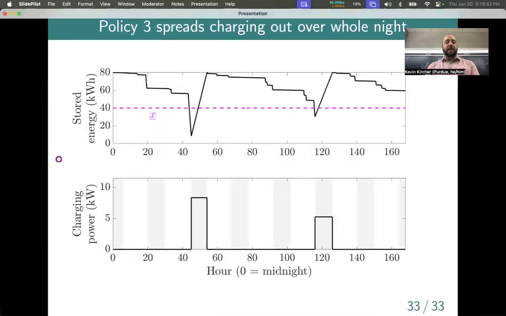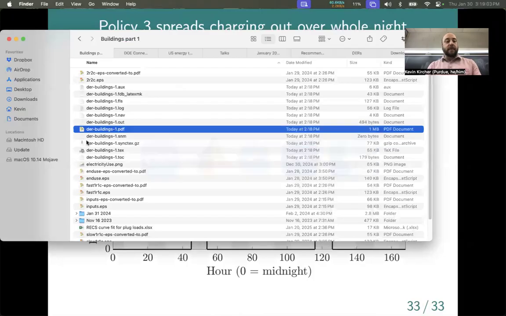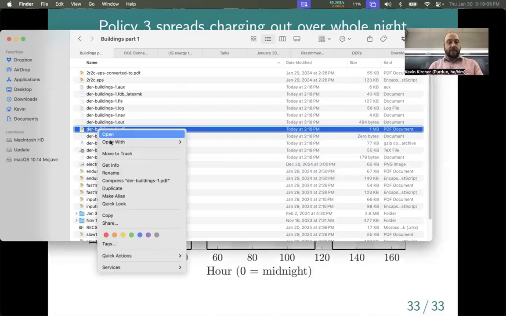Okay, so that wraps up the battery and EV material, at least for now. And you have everything that you need to work on the homework assignment that is due next week, Wednesday, just before midnight. And now we're going to transition to talking about buildings.